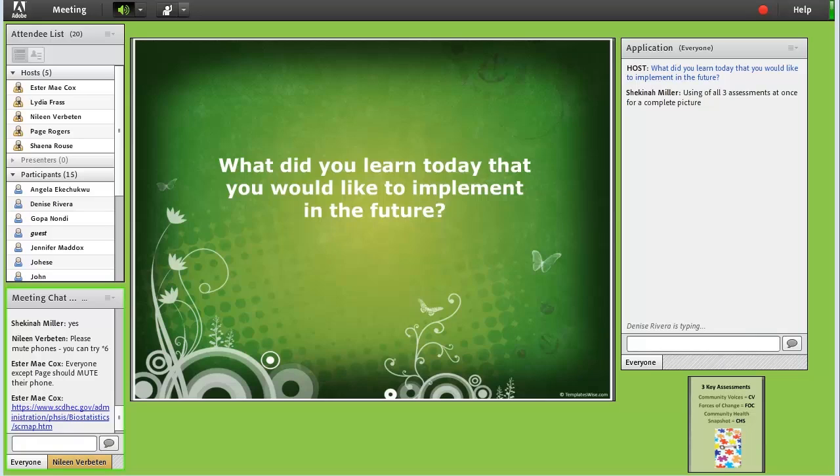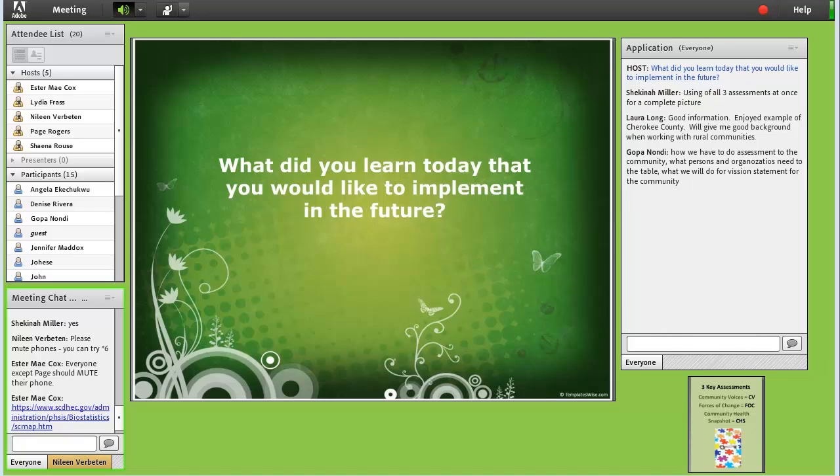Using all three assessments for a complete picture, yes. Thank you. That is a point that I was definitely trying to make, and again, I think it's one that's really important. Regarding the last one that just came up, how you do assessments, again, there's plenty of information on how to do these, as well as what folks you need to bring to the table, and how to do all that visioning as well.